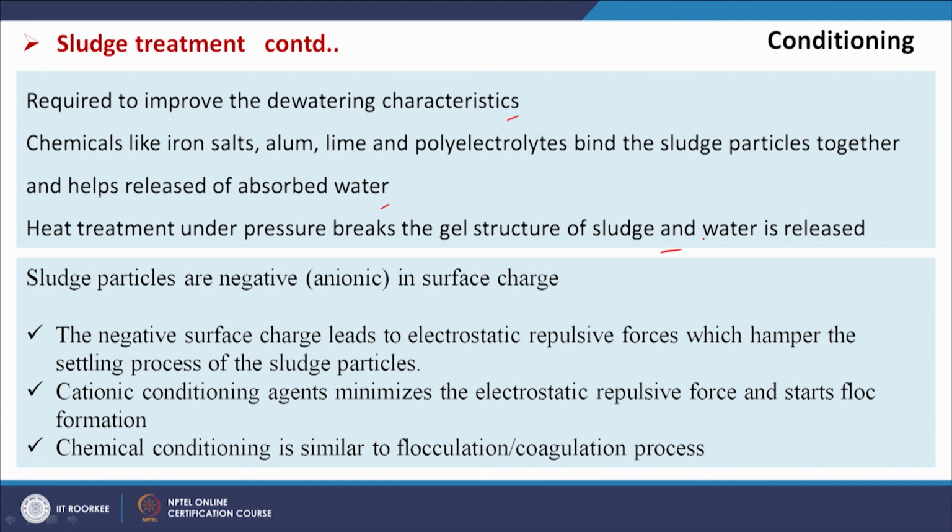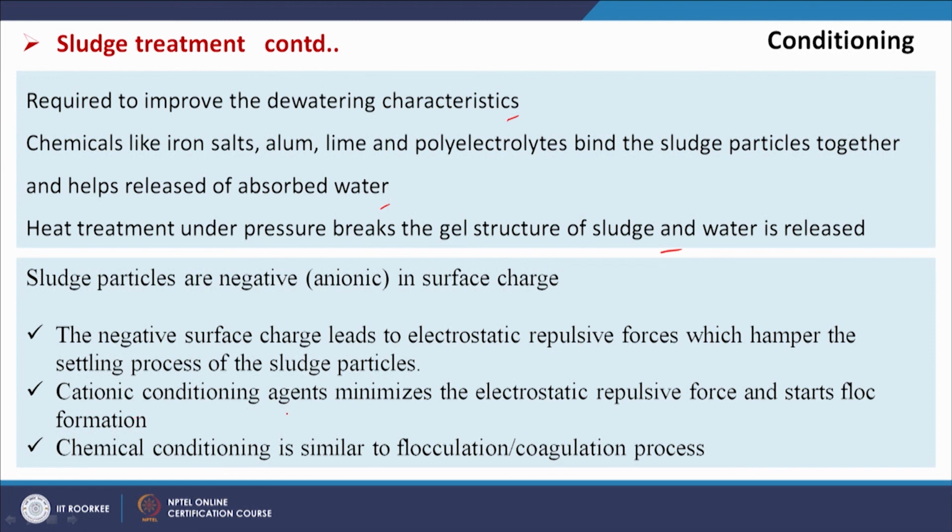There are two types of mechanism for dewatering: one is filtration or drying, and the other is heat treatment. Heat treatment under pressure breaks the gel structure of the sludge and water is released. Sludge particles are assumed to be negatively charged, that is, negative in surface charge, and the negative surface charge leads to electrostatic repulsive forces which hamper the settling process of the sludge particles.